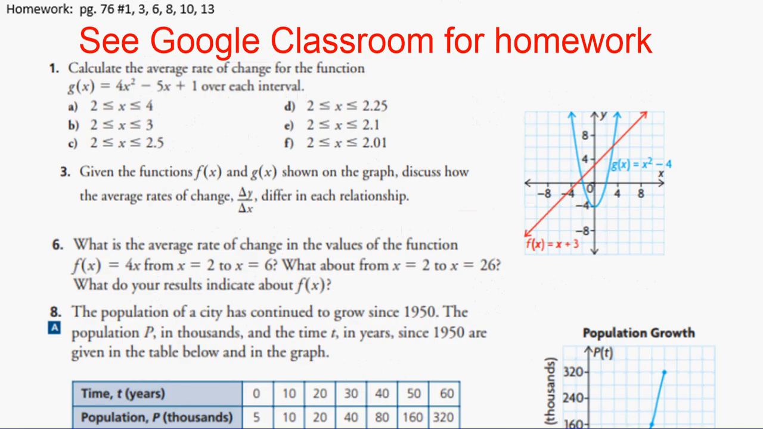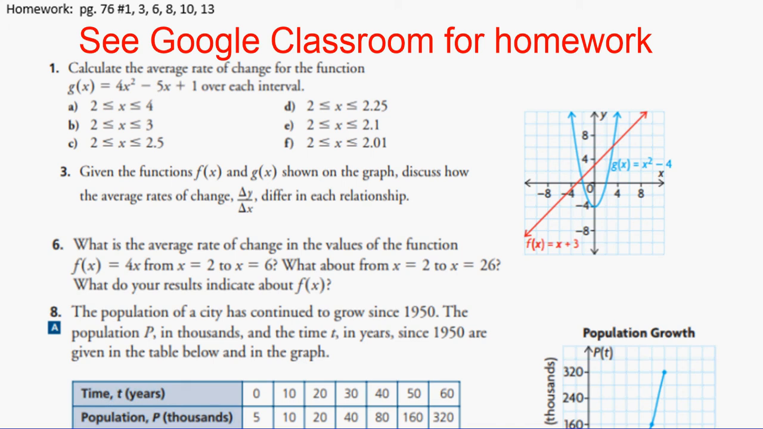Homework, I'll talk about homework if you want it. It's not in the package, but it is in Google Classroom. So there it is. First one is pretty straightforward. Question 1, you're just finding multiple average rates of change. Question 3, you're just finding the average rate of change given the function f of x and g of x.